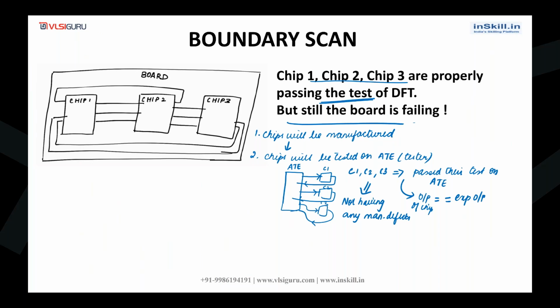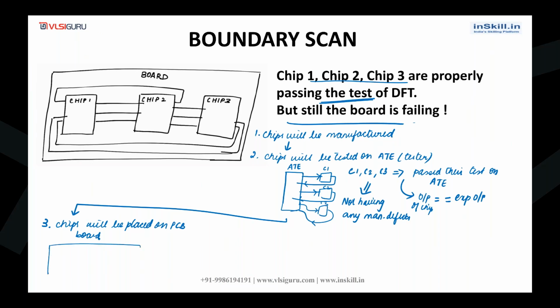Okay. Now after this, chips will be placed on the PCB board. This is the PCB board, and this is chip 1, this is chip 2, this is chip 3. These chips are placed on the board, and then the interconnections between the chips are all formed.